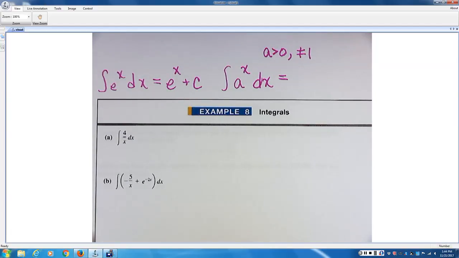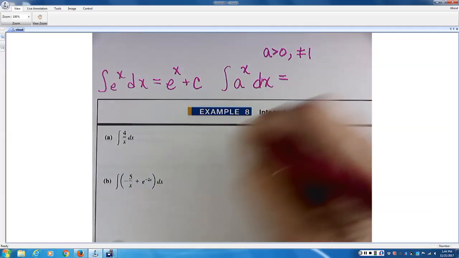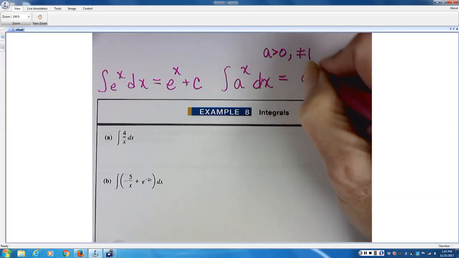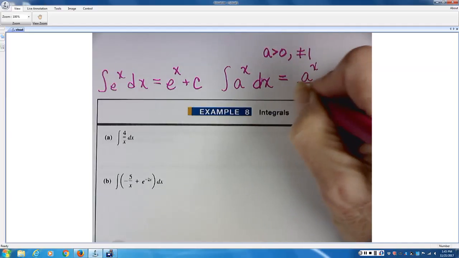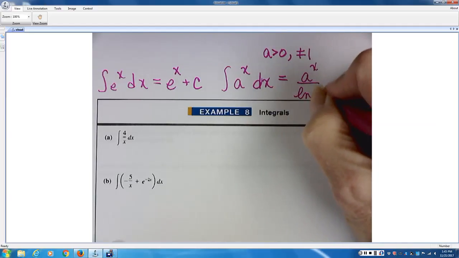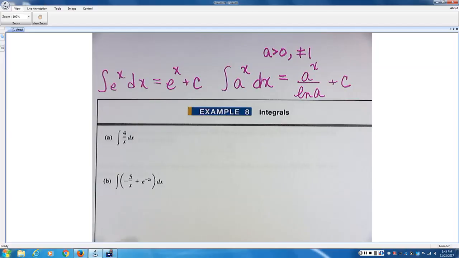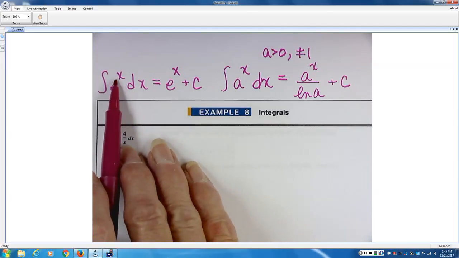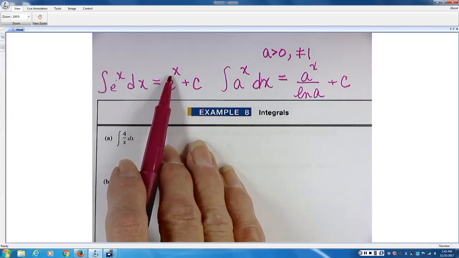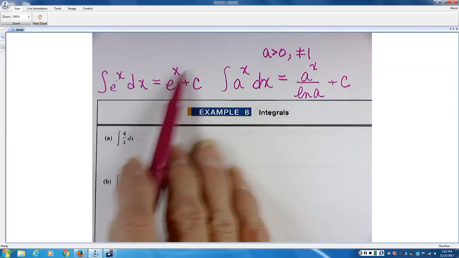There we go. Then that integral is a to the x over ln a. And again, plus the constant. Now, if there happened to be a multiplier in front of x, then that multiplier comes down just as it normally would as the derivative of the power.